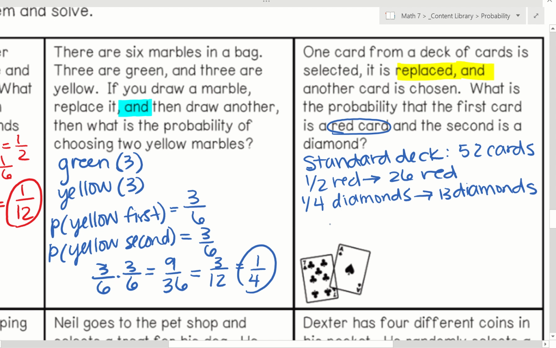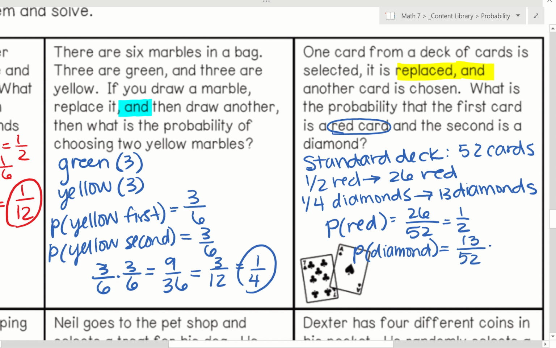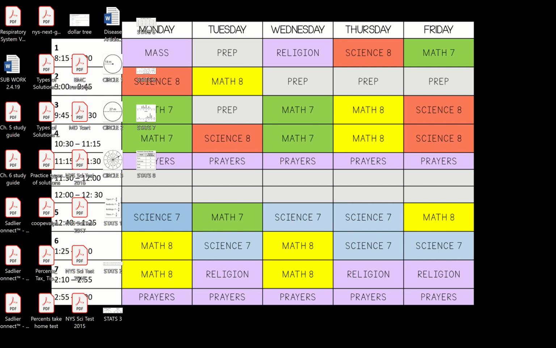So let's see. The probability of the first card being red would be 26 out of 52, which is equal to a half. Now remember, they're replacing that card, so our denominator is going to stay the same. The probability then of a diamond card being chosen next would still be out of 52 cards because they replaced it, but it'd be 13 out of 52 because there are only 13 diamonds, and that reduces to 1/4. So the probability of a red and a diamond would be 1/2 times 1/4, which is equal to 1/8.